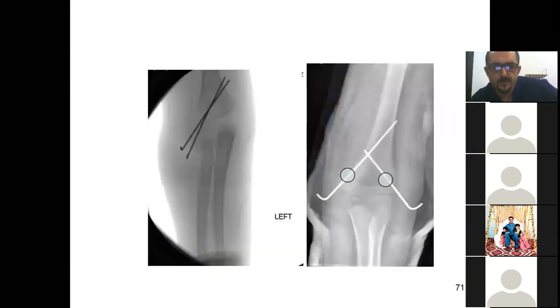So you want to pin it. You will do two lateral pins or medial and lateral pins. Which fixation would you prefer? Sir, I would like to do two medial pins. Sir, cross pinning. One minute, Satish. Why do you want to do two medial pins? May I know? Why not two lateral pins?